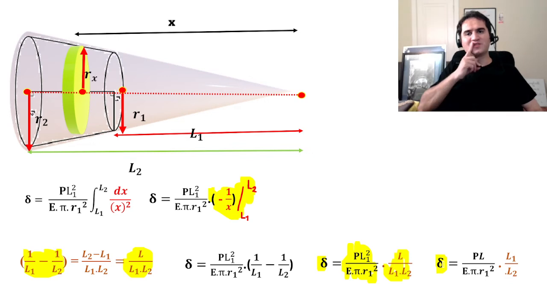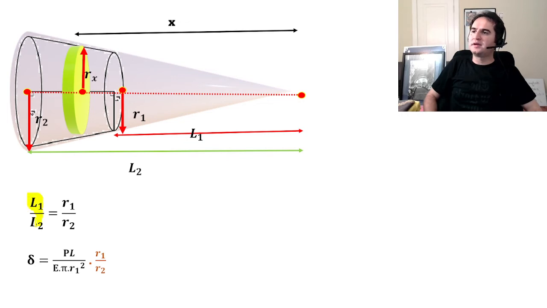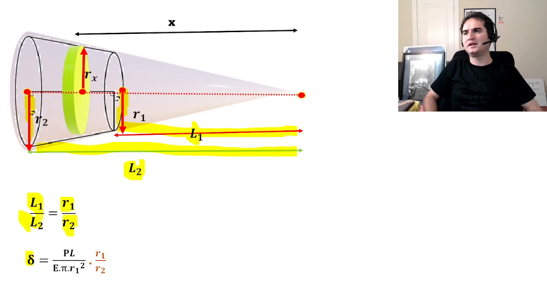If you simplify the equation, we know that L1 over L2, the ratio of the length distances, is equal to the ratio of the radii. So L1 over L2 is just R1 over R2. In delta, we replace it with the equivalent value of R1 over R2. Then you can cancel one R1 in the numerator with the denominator. So delta is PL over E times pi times R1 times R2.